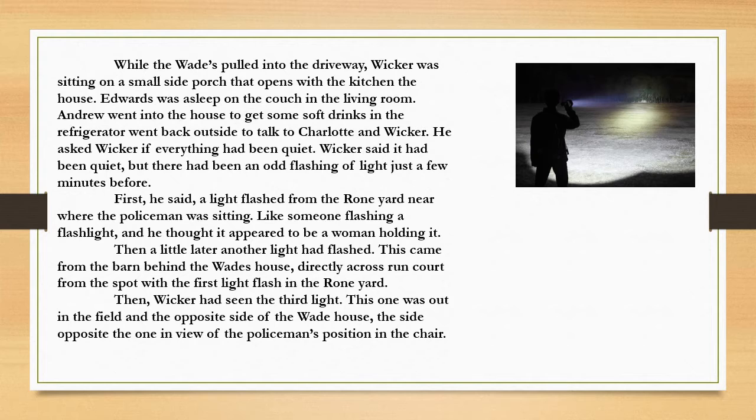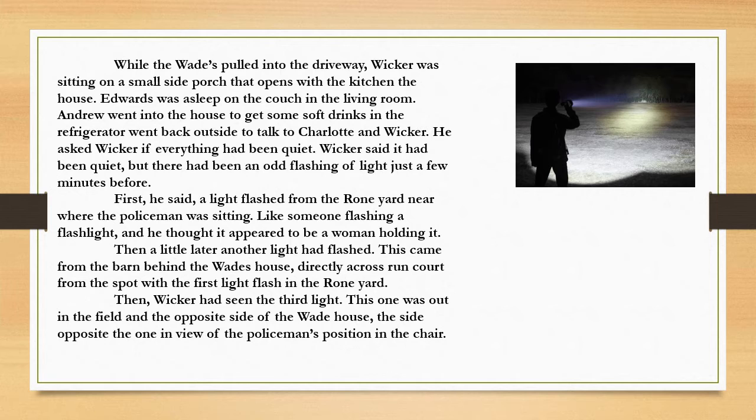While the Wades pulled into the driveway, Wicker was sitting on a small side porch that opens with the kitchen to the house. Edwards was asleep on the couch in the living room. Andrew went into the house to get some soft drinks in the refrigerator and went back outside to talk to Charlotte and Wicker. He asked Wicker if everything had been quiet. Wicker said it had been quiet, but there had been an odd flashing of light just a few minutes before. First, he said, a light flashed from the Roane yard near where the policeman was sitting, like someone flashing a flashlight, and he thought it appeared to be a woman holding it.